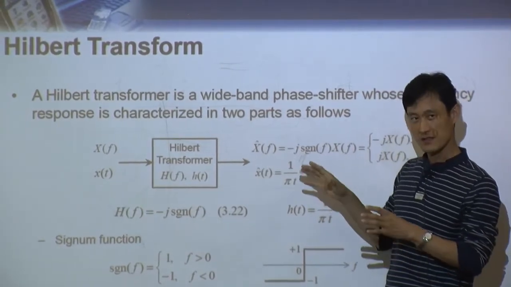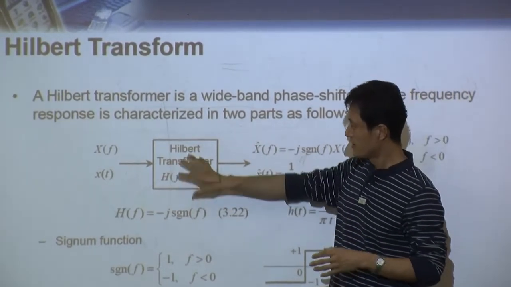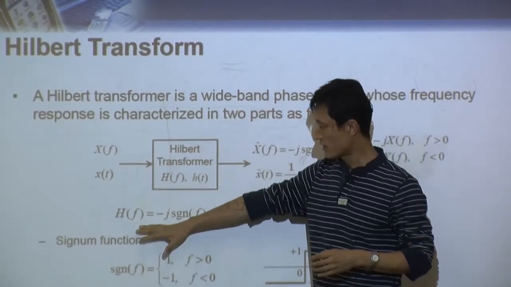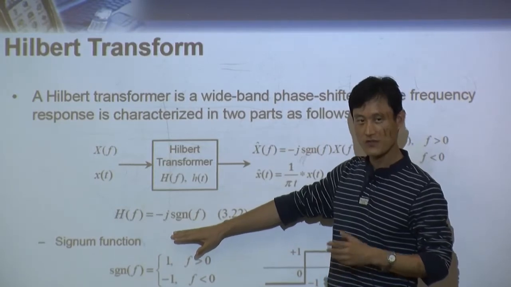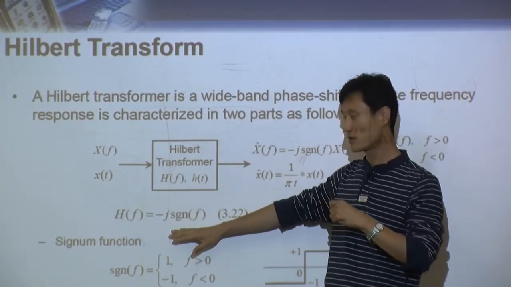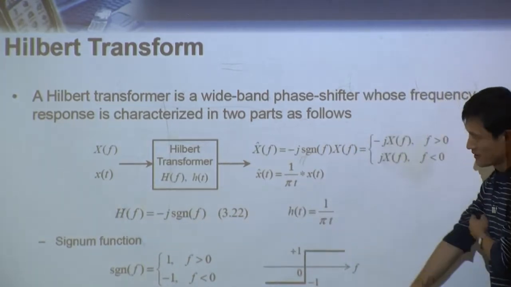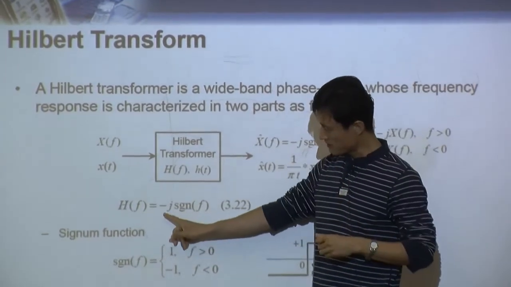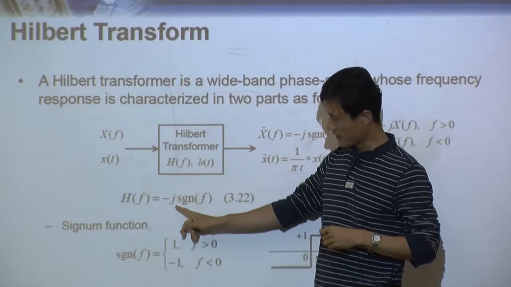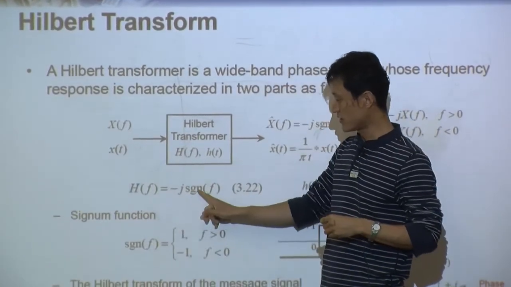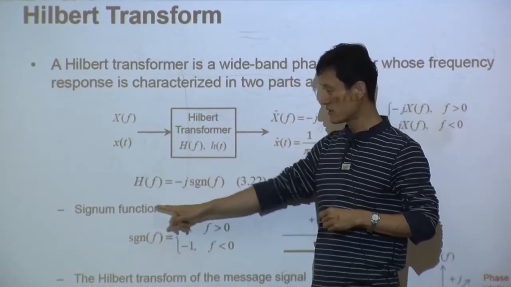Now this H(f), this filter, looks like this. This is the frequency response of this particular filter, and we need to understand what this means. First of all, this means minus j times the signum function, sgn(f). This is called the signum function. And what is a signum function?